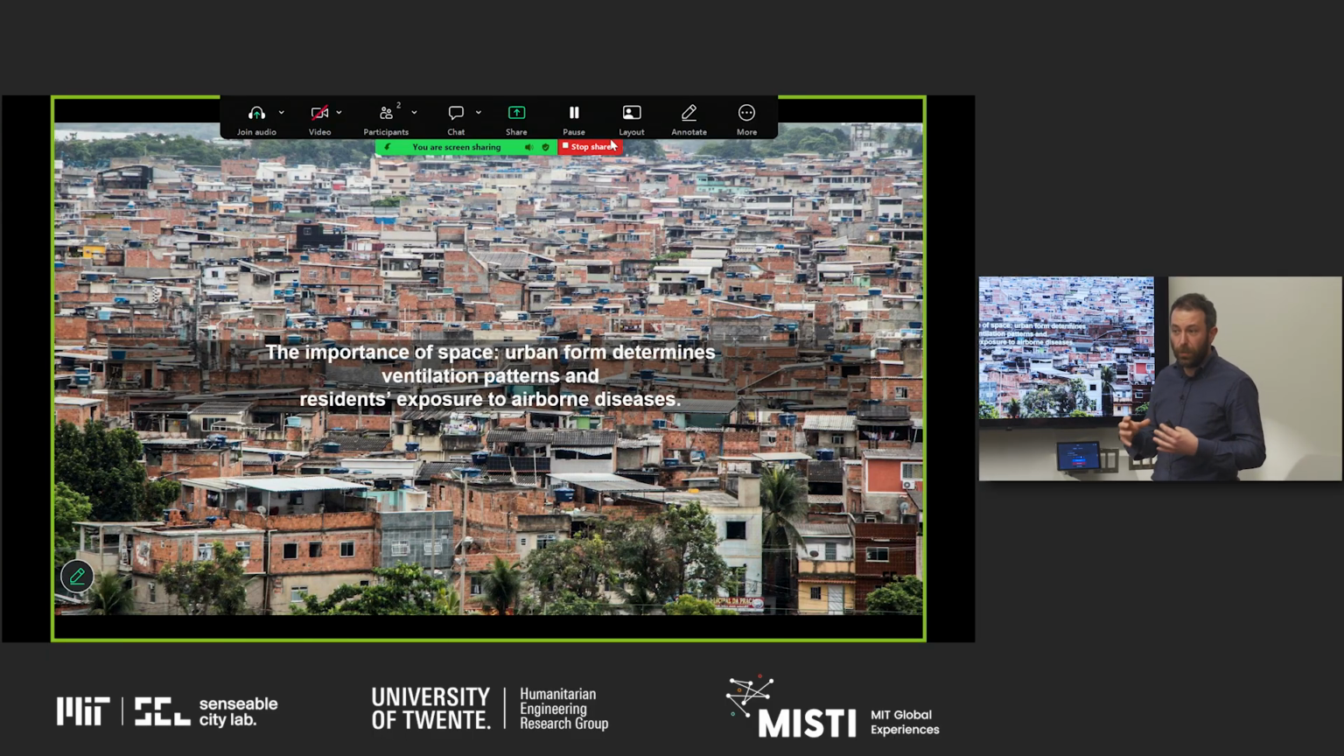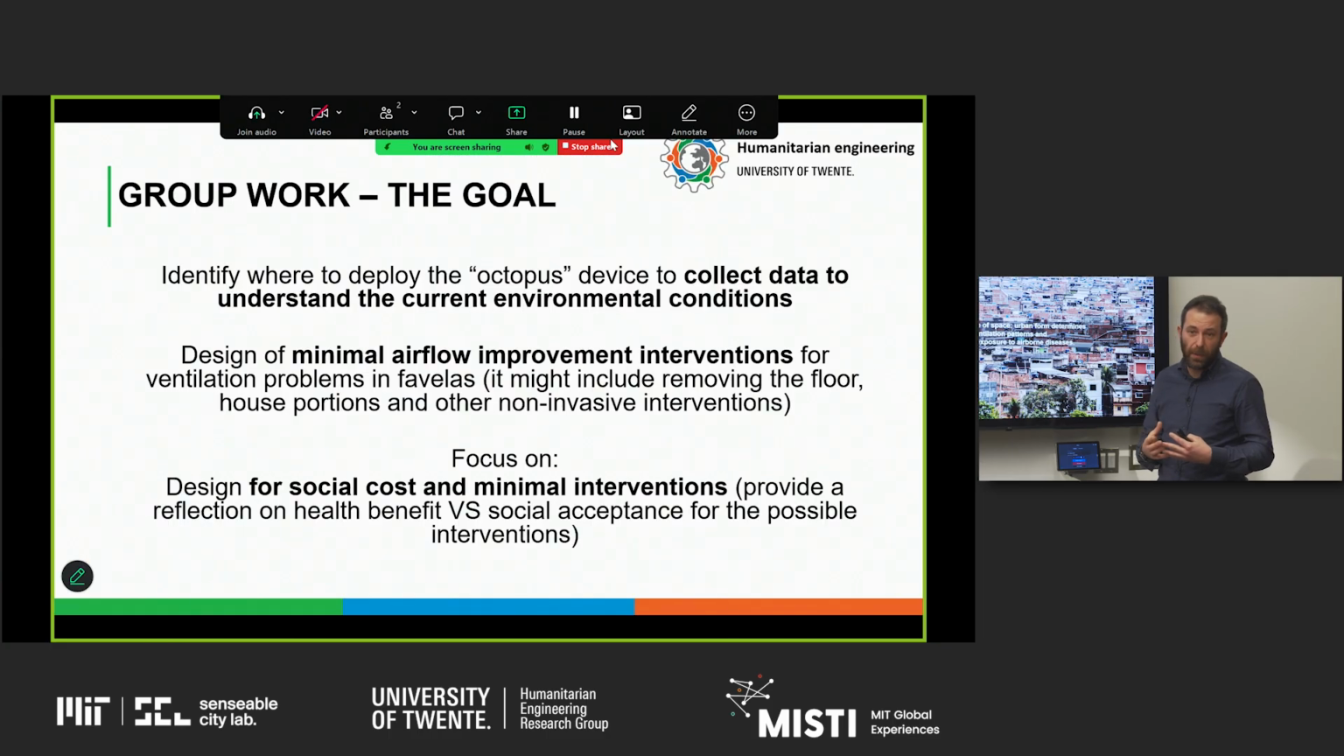Then, assuming that you make the right choice and you collect some data, it's a fictional exercise of course, you have to start to do some intervention. And those interventions need to be really small, low-cost architectural interventions. Okay, let me tell you how to do that.